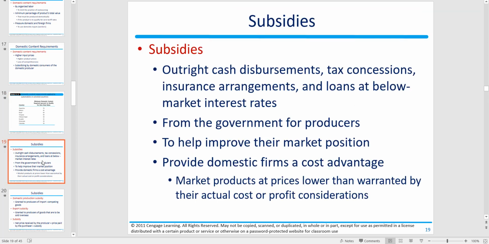Another form of protectionism are outright cash disbursements for the producers, what we call subsidies. So instead of imposing a tax on imported goods, instead of limiting the quantity of goods that can be imported, we can just give money directly to our producers per unit produced.